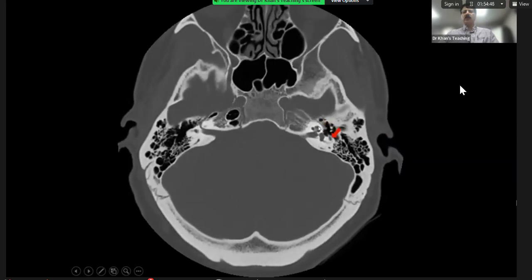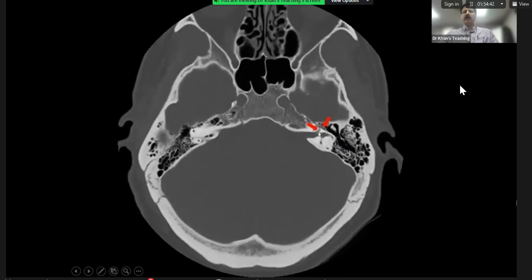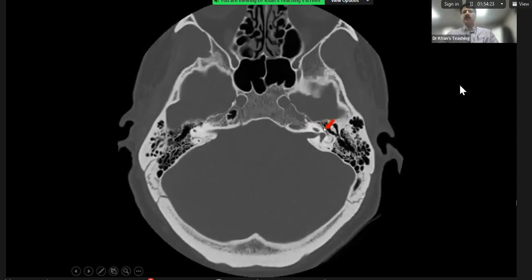What we are doing right now is to trace the facial nerve. This is the cochlea. I am going superior to that, and you can see that there is a canal here, and this is the labyrinthine portion, and it goes here, and this must be the geniculate ganglion, and then you can see that something goes posteriorly. This is the tympanic portion.